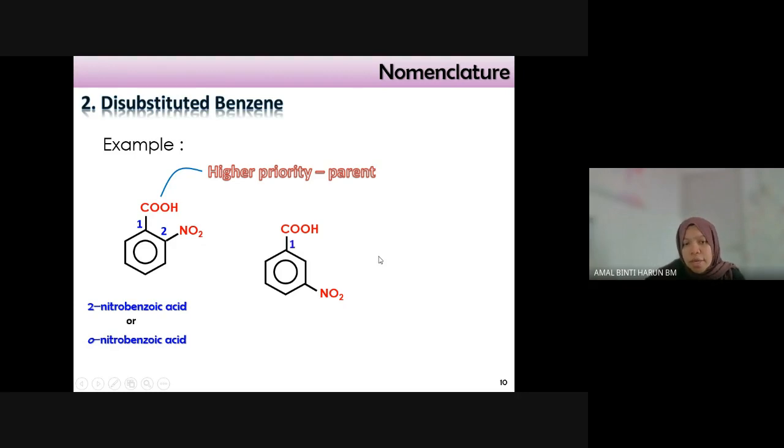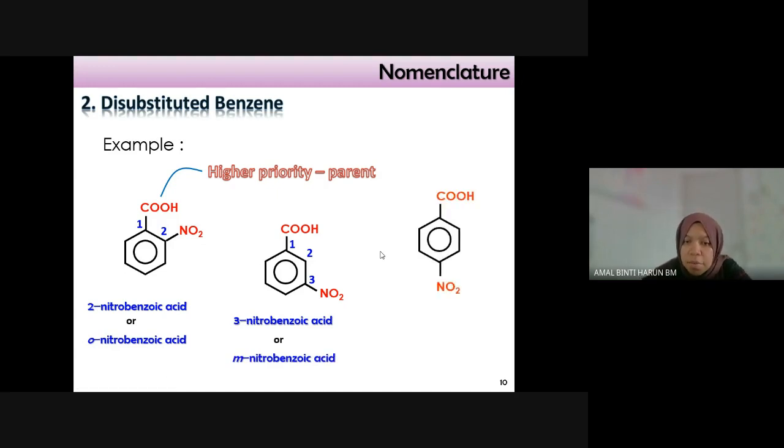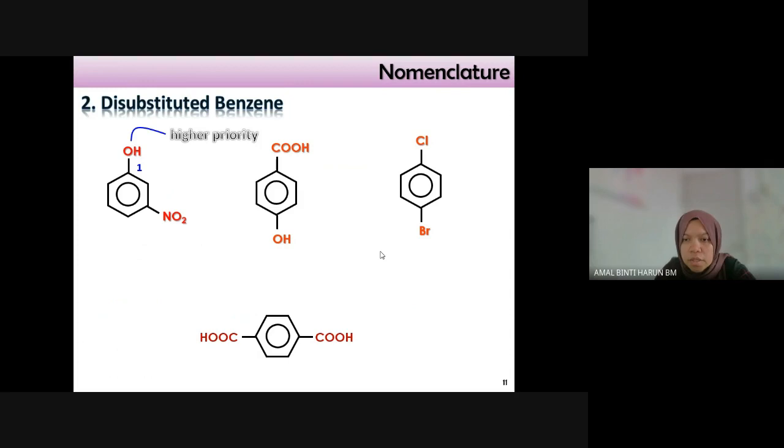So the same goes for this one. Okay, it will be meta-nitrobenzoic acid or 3-nitrobenzoic acid, and para-nitrobenzoic acid. Next. So here we have OH and NO2. Who will be the parent? Okay, so according to the list of priorities, OH is the highest priority compared to NO2. OH is directly bonded to the benzene ring. We call it phenol. So the parent will be phenol and the NO2 will be the substituent located at carbon number 3. So 3-nitrophenol or meta-nitrophenol. Next, we have COOH and OH.